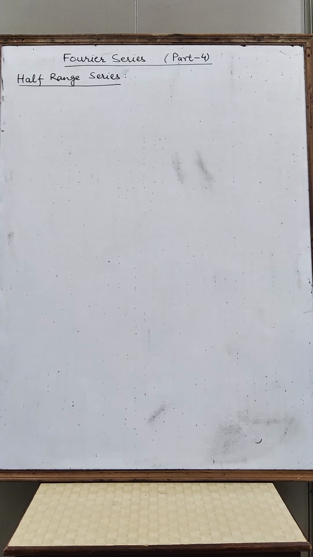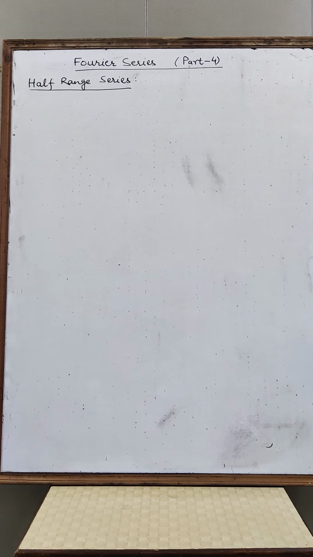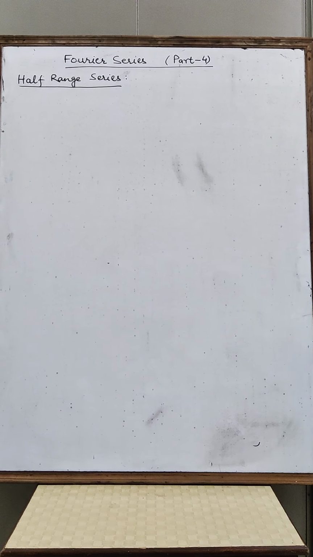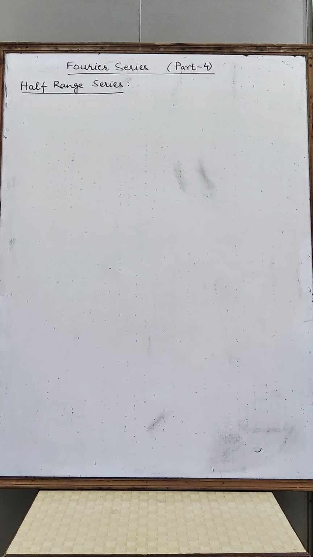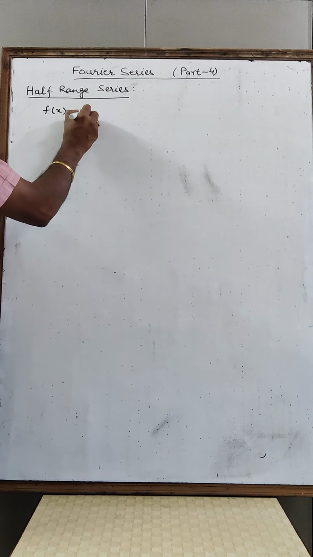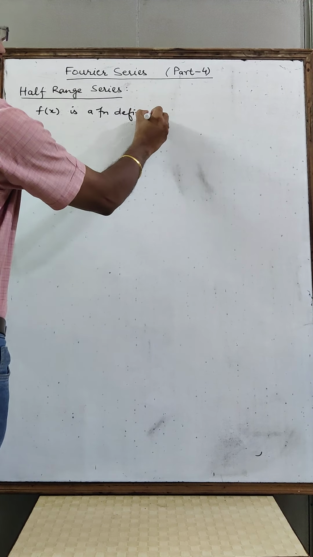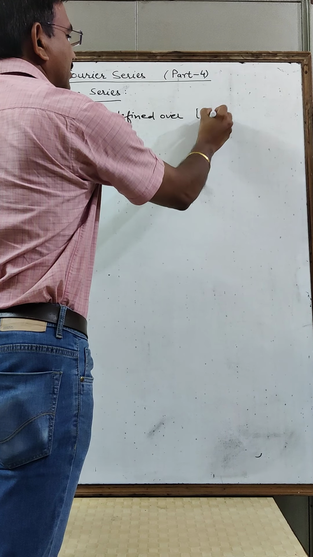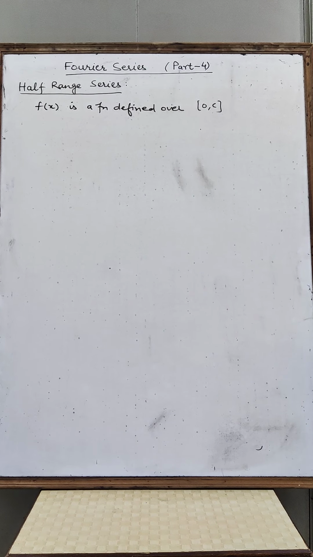And here we are talking about half range series. As the name suggests, here we will be provided with half of the period, that is, a function given over an interval of length which is half of the period. Suppose f(x) is a function defined over an interval of length 0 to c, and we have to find its Fourier series expansion.